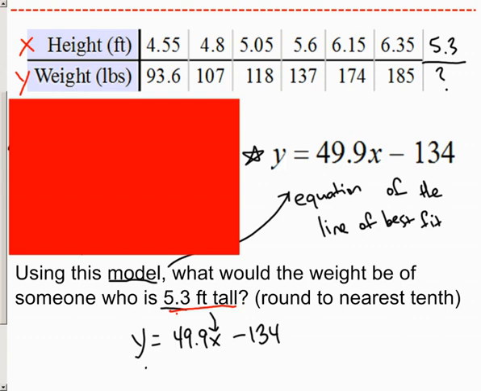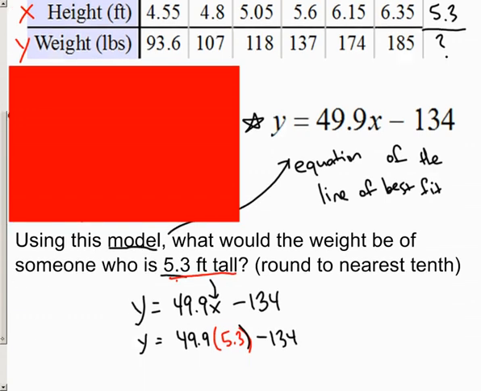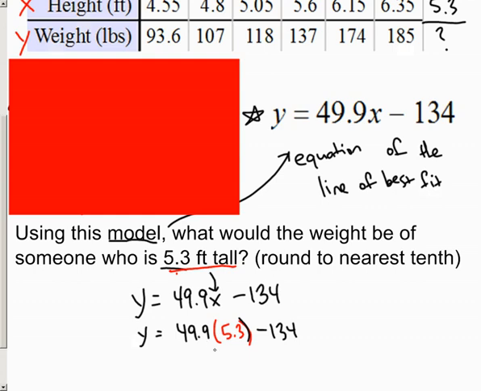And where we see this x value, this 5.3, we plug it in right here for this x. And so y would equal 49.9 times 5.3. We slide that right in there, okay? And then we minus the 134. We plug that into our calculator. We multiply these two numbers together and then subtract 134. And we quickly find out our weight, which is the y. And I'm typing that in my calculator right now.